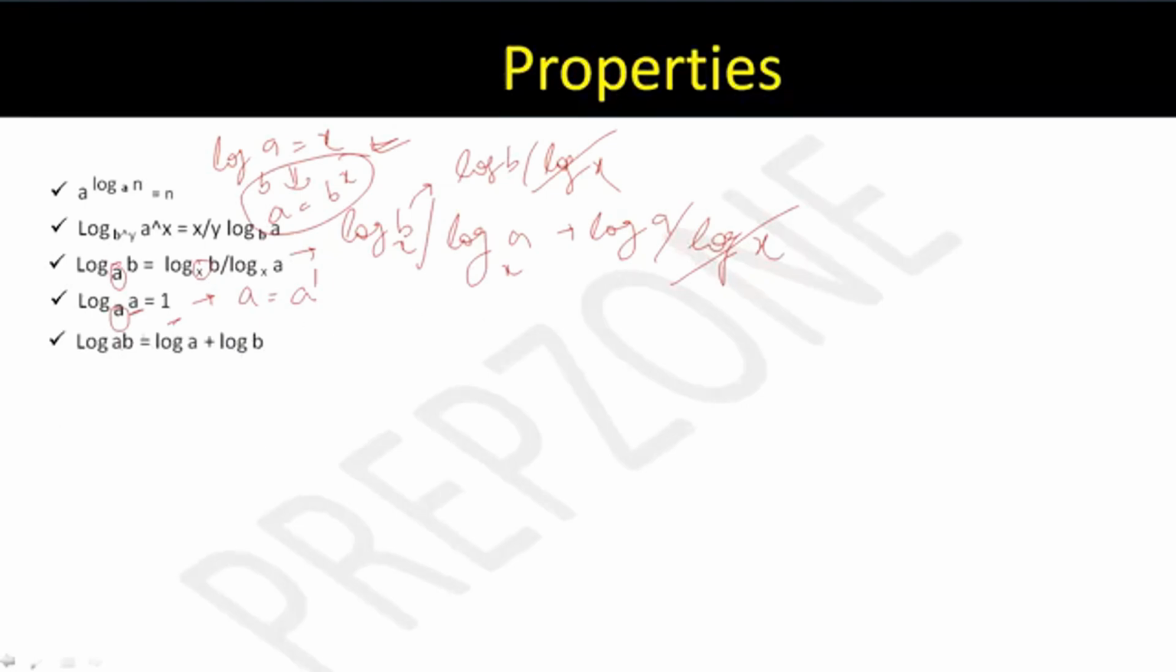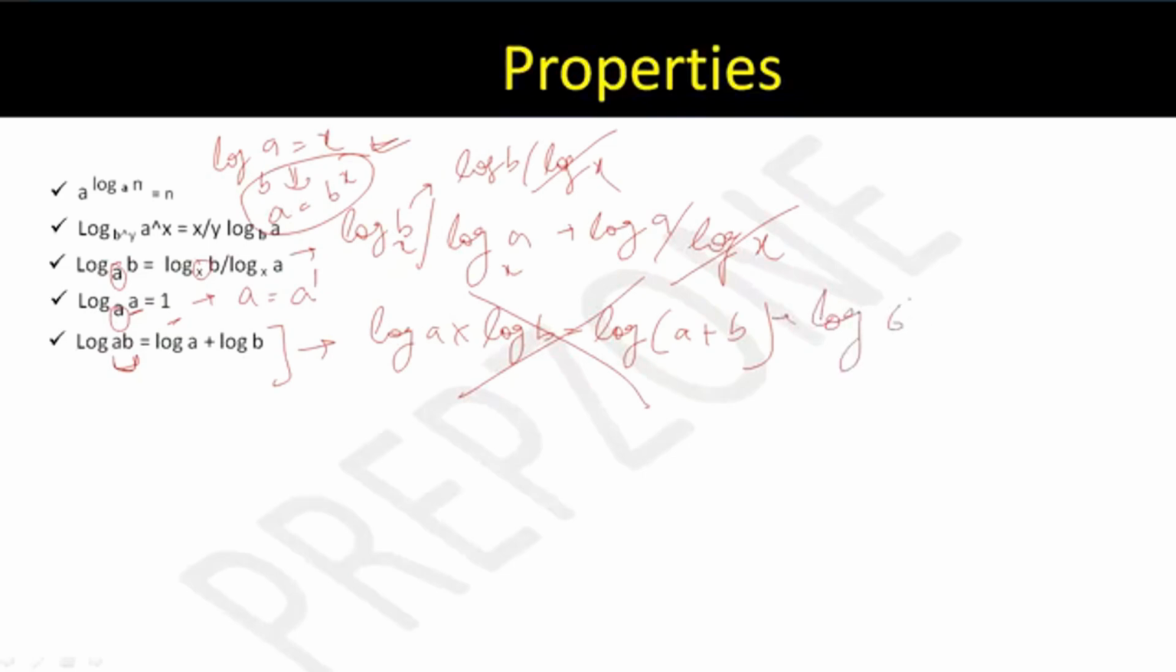Next result, guys: log ab is equal to log a plus log b. A couple of times people confuse this identity with log a into log b is equal to log of a plus b. But guys, there is no identity like this. The identity is, if the number terms are in multiplication, you can split them. Hence, an application can be: I can write log 6, which is 2 into 3, as log 2 plus log 3.